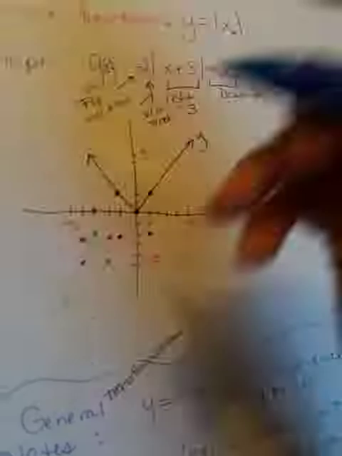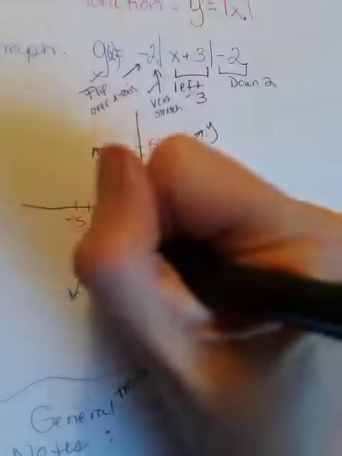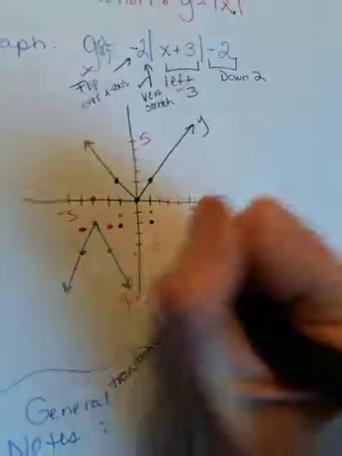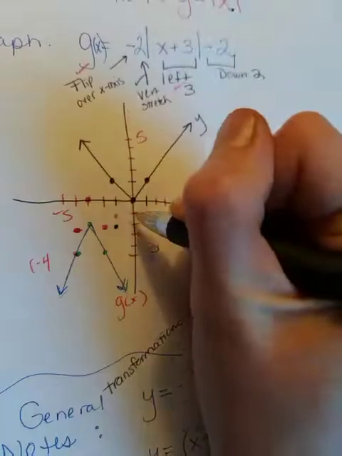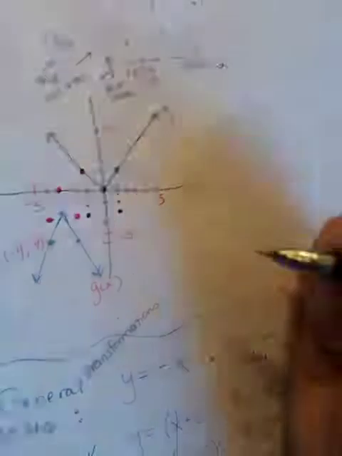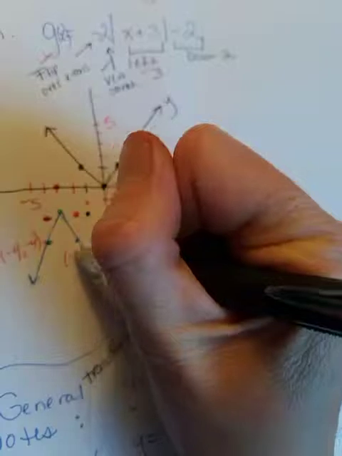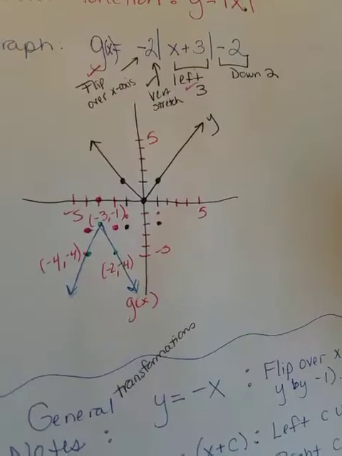Alright, I want you to label your final 3 points and your graph. So this is g of x. This is the point 4, -4. This is the point -2, -4. And this is the point -1, -1. I just want you to label that somewhere.